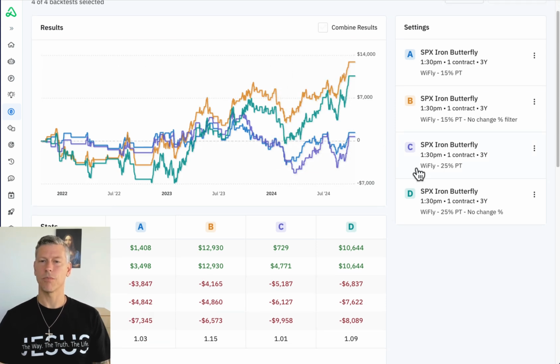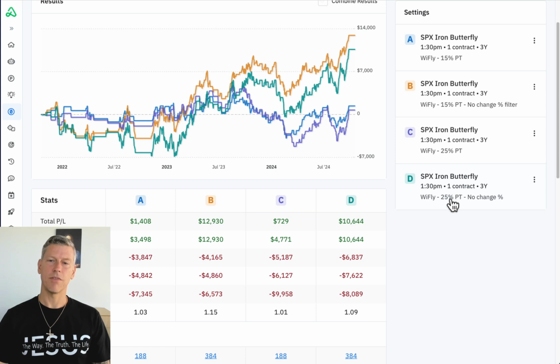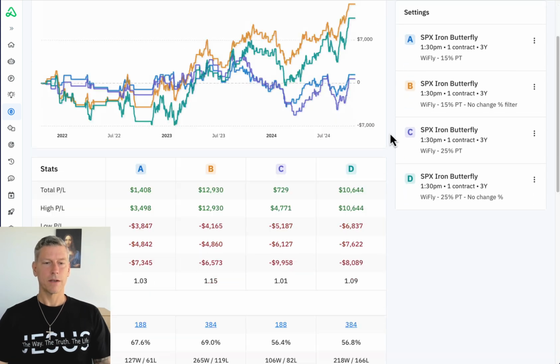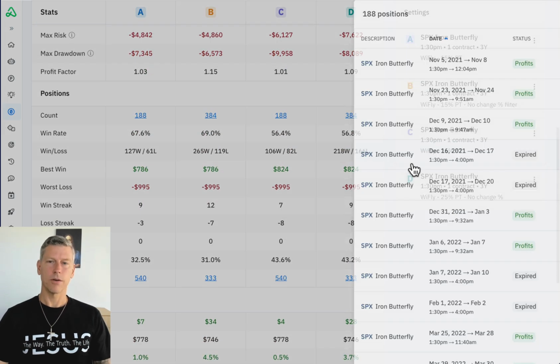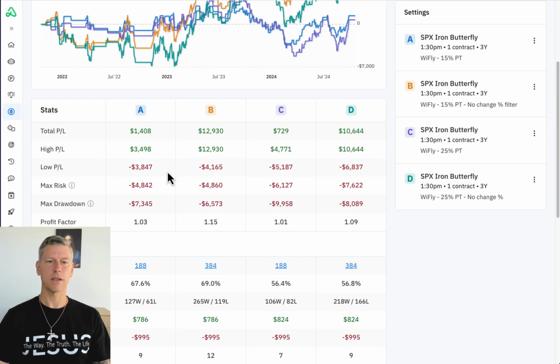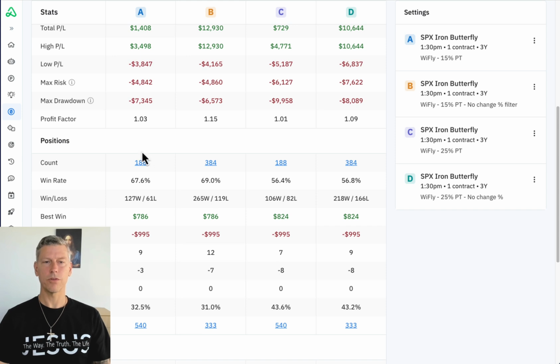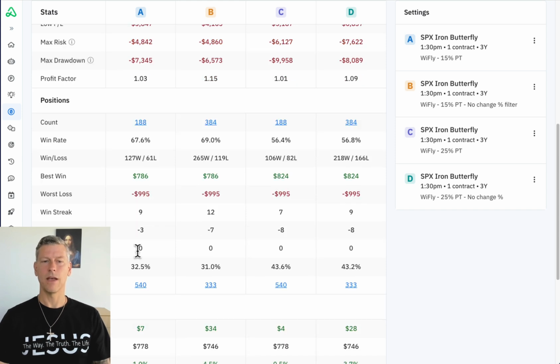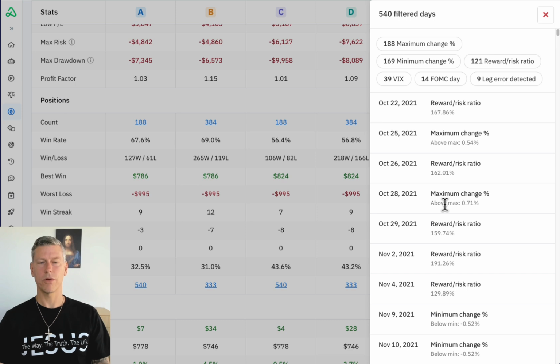The 25% profit taking option also had around a 0% return, and the 25% profit taking with no change percent was the second best. So if we come down here, we can click here and see all the positions that were traded. We can even see the bid ask at the time that positions were traded, this transparency. What was the price of the underlying when it was opened? What was the price of the underlying when it was closed? But the interesting thing that I want to look at here is this one only traded 188 days and 540 days were actually filtered. And I want to know, why were those days filtered?